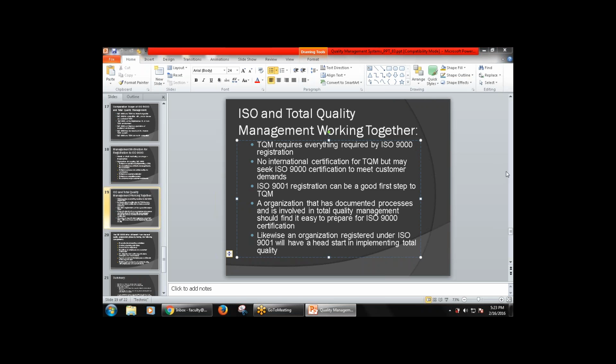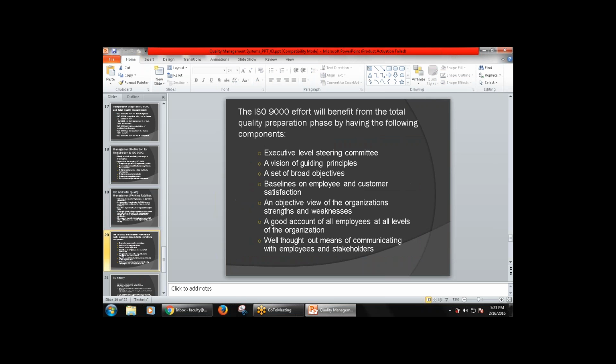Likewise, an organization registered under ISO 9000 will have a head start in implementing total quality. So total quality is implemented within the organization that is registered under the ISO 9001 standards. The ISO 9000 effort will benefit from the total quality preparation phase by having the following components.